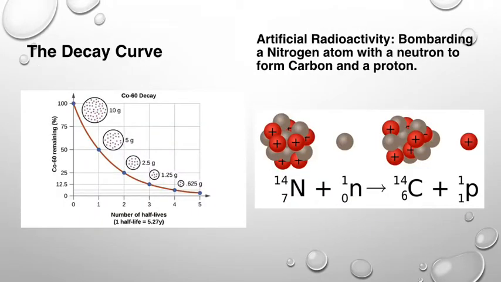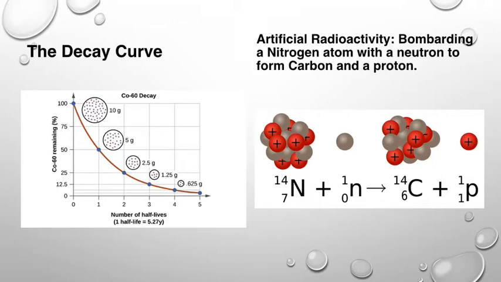Here we have two pictures. One of them shows the decay curve. We can see for cobalt-60, for instance, you can see how it continues to disintegrate every half-life. One half-life of cobalt-60 is 5.27 years. So that means that it will take 5.27 years for 10 grams of cobalt-60 to reduce to 5 grams. Another 5.27 years for 5 grams to reduce to 2.5 grams. And then another 5.27 years for 2.5 grams to reduce to 1.25 grams, and on like that.